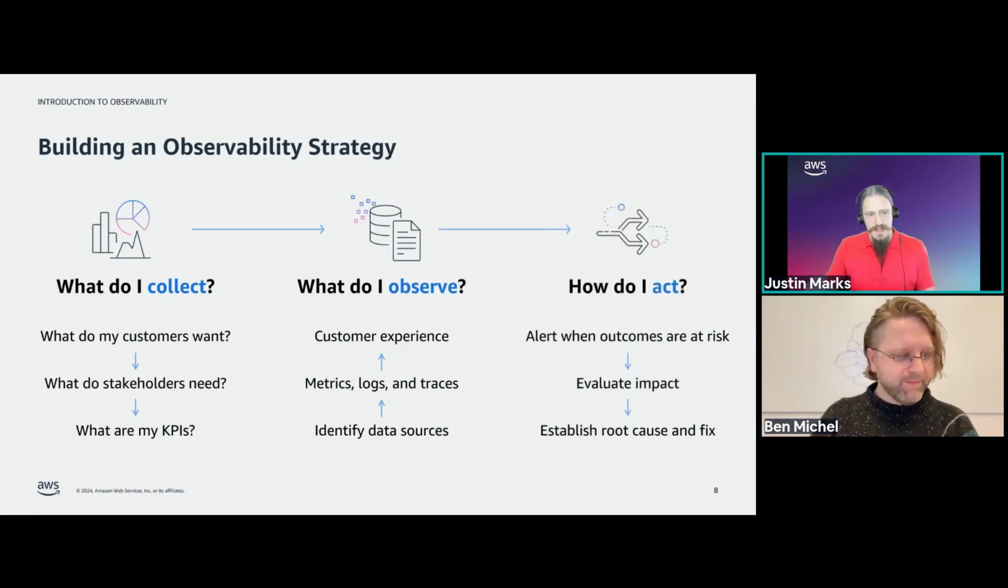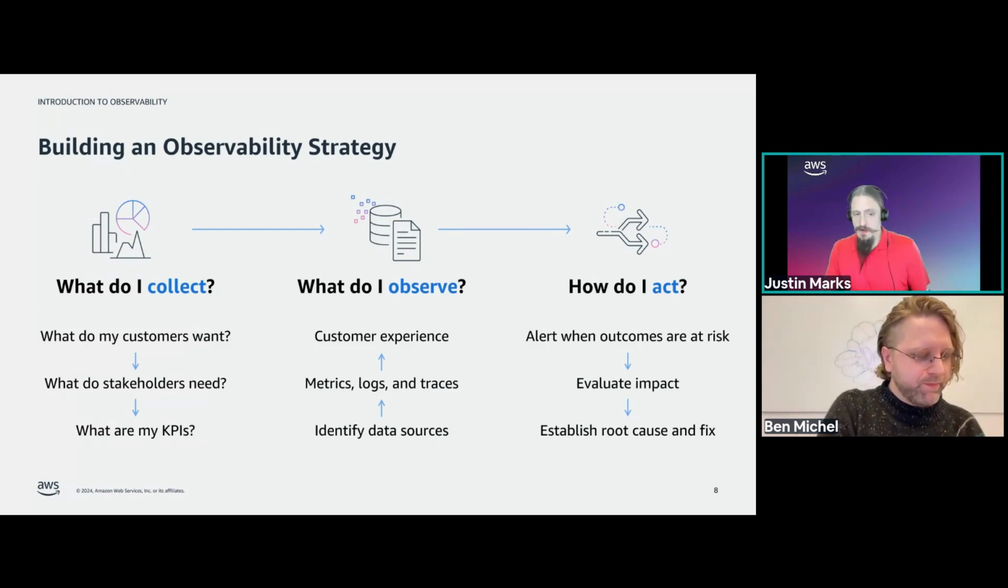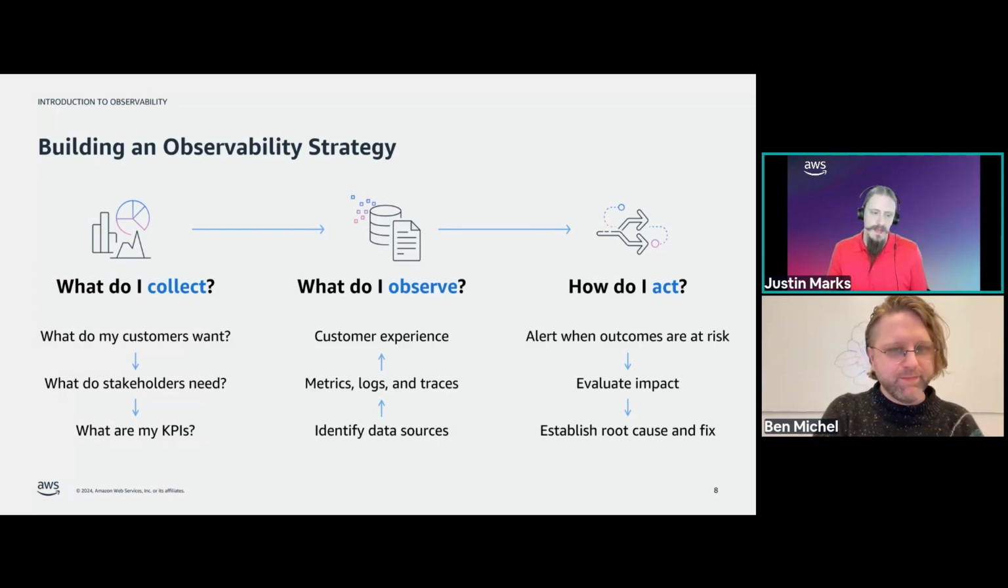And then lastly, how do you act, right? How do you want to alert when your KPIs are at risk? How do you alert at various layers when you see things not going so well? How do you evaluate the impact of a problem? And how do you establish root cause and then fix it, right? How do you respond when there's an incident?